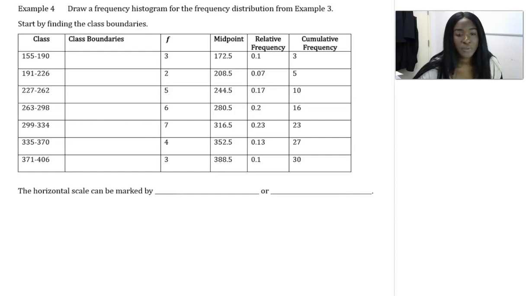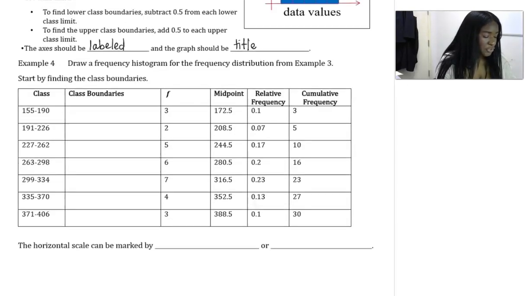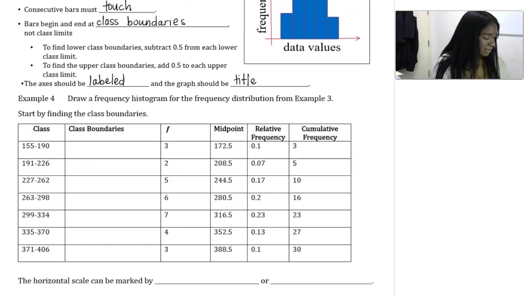So the first thing we're going to do in this example, we want to ultimately draw a histogram, but in order to draw a histogram, we first need to have the class boundaries. So there's two bullet points above here that say to find class boundaries, subtract 0.5 from each lower class limit for the lower class boundaries, and then for upper class boundaries, add 0.5 to each upper class limit.